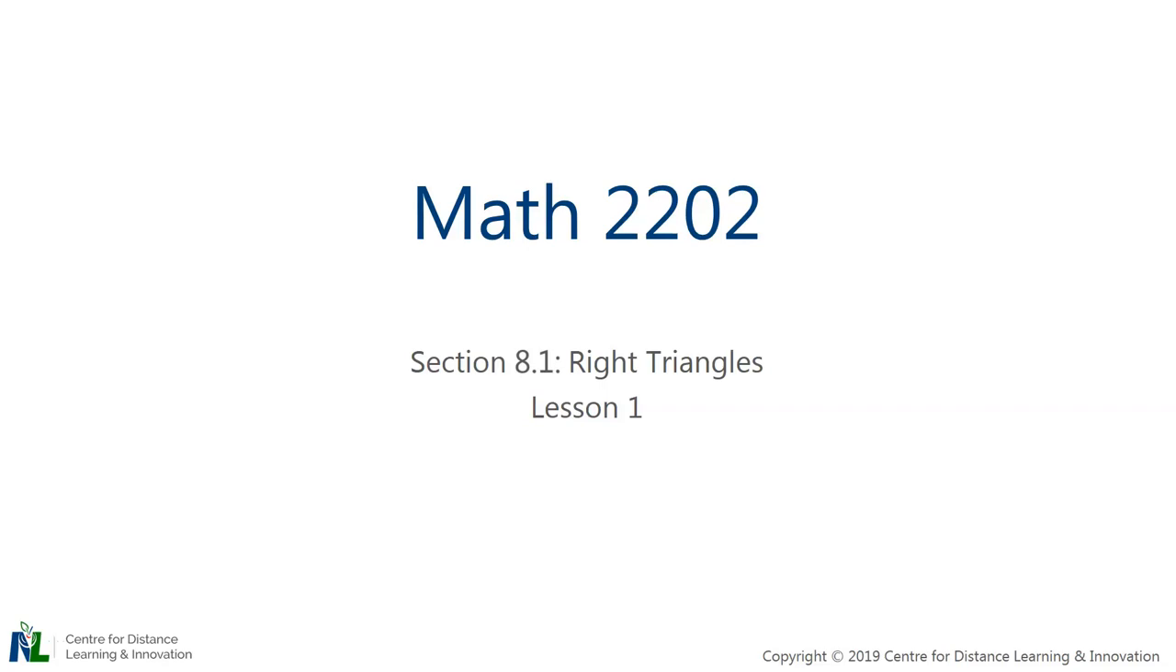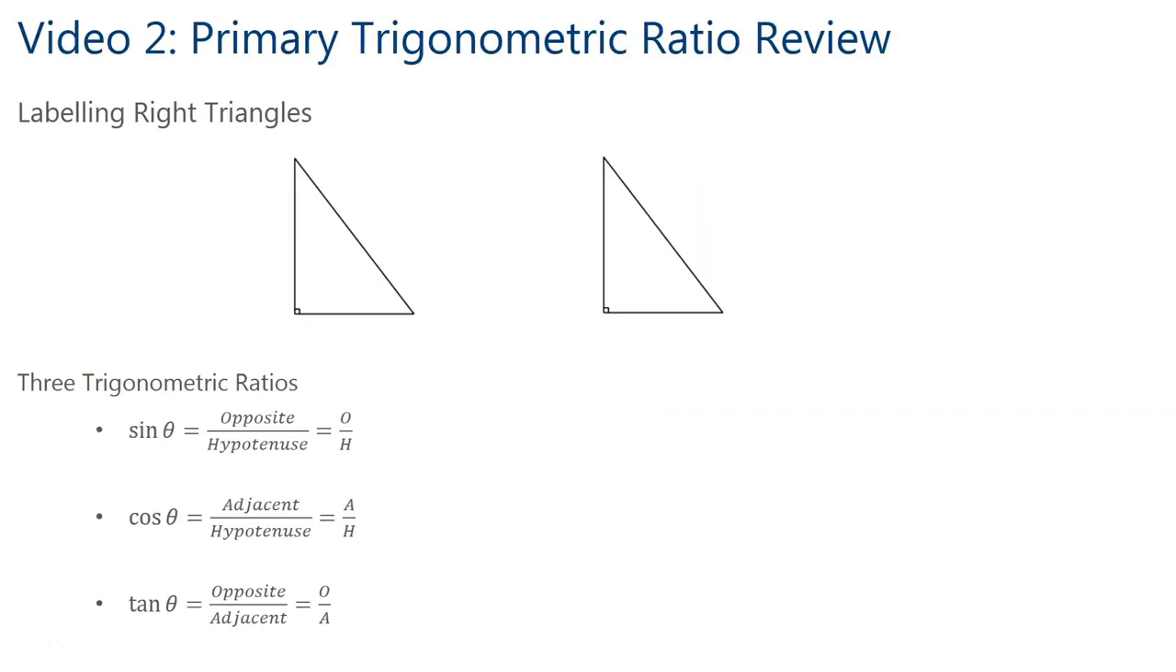Welcome back to Lesson 1. Here we're going to review our primary trigonometric ratios: sine, cosine, and tangent.